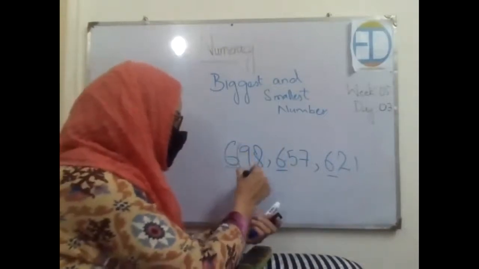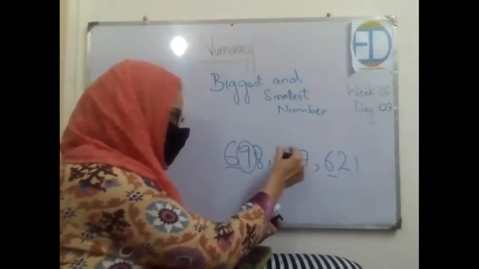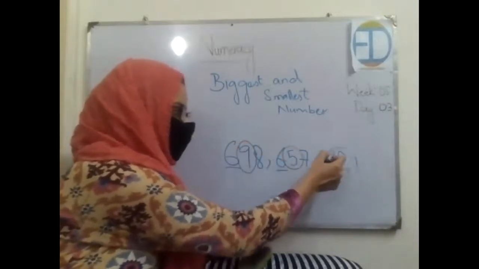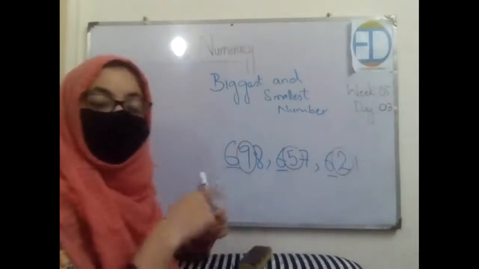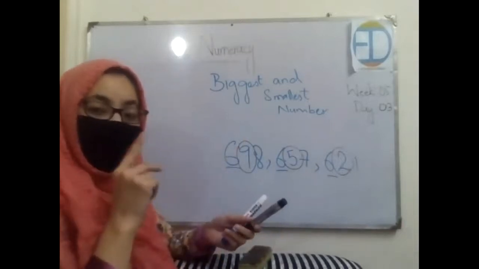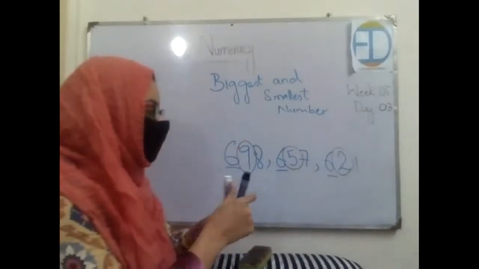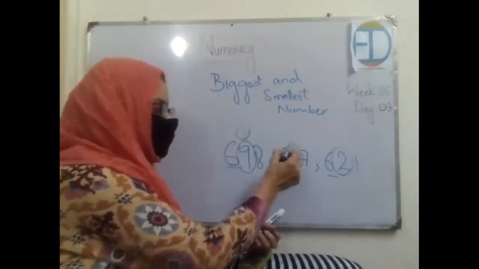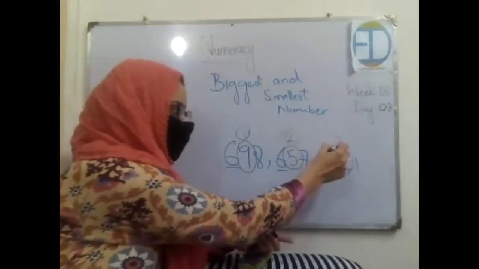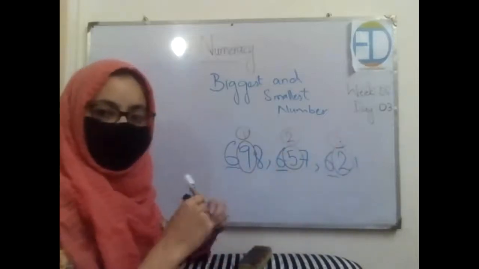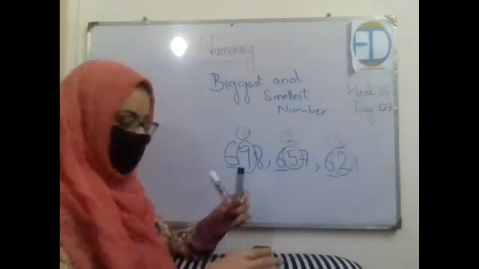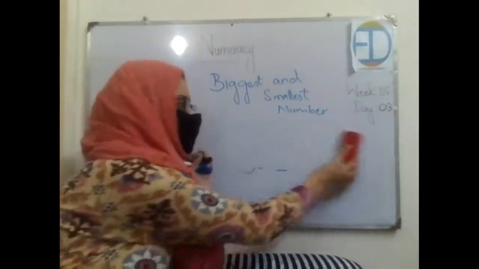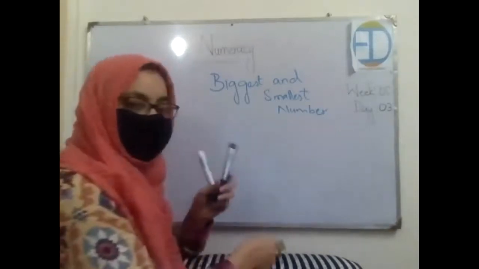Over here, the second digit is 9. Over here, it is 5. And over here, it is 2. So the number which has the highest second digit would be the highest number. Let's say 9, so this would come first. This would come second, and this would come third. Got it? So this is the technique that we will be using to identify which is the smallest number and which is the highest number.